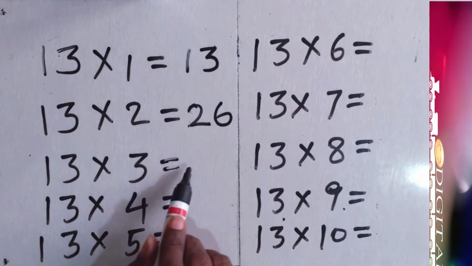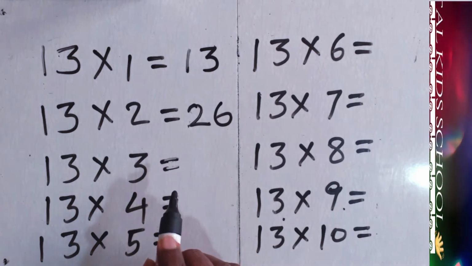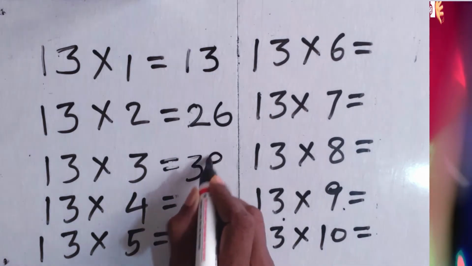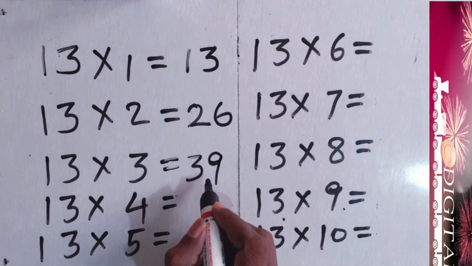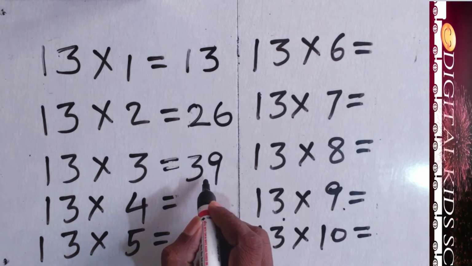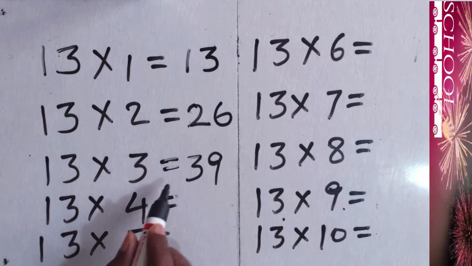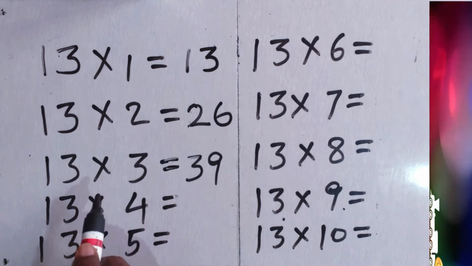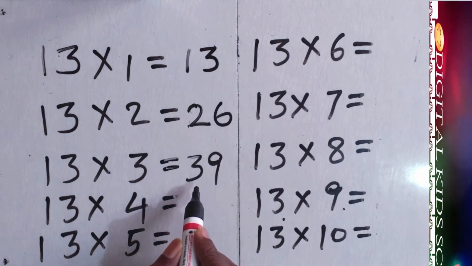Now tell me the answer. What is 13 into 3? 13 into 3 is equal to 39. Write the answer here. 13 multiplied by 3 is equal to 39. 13 3 is 39.